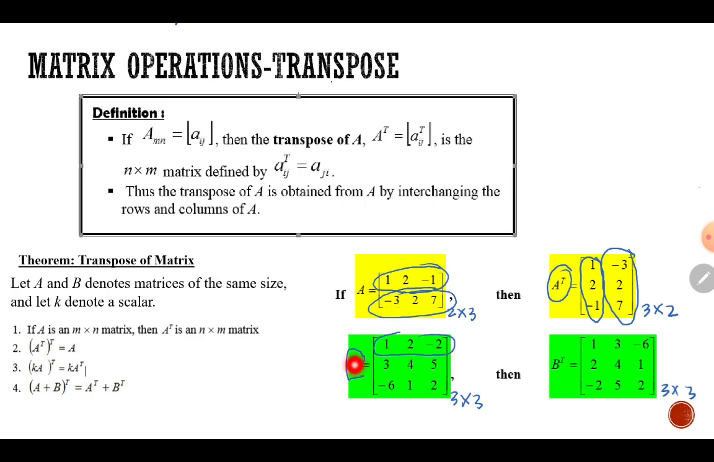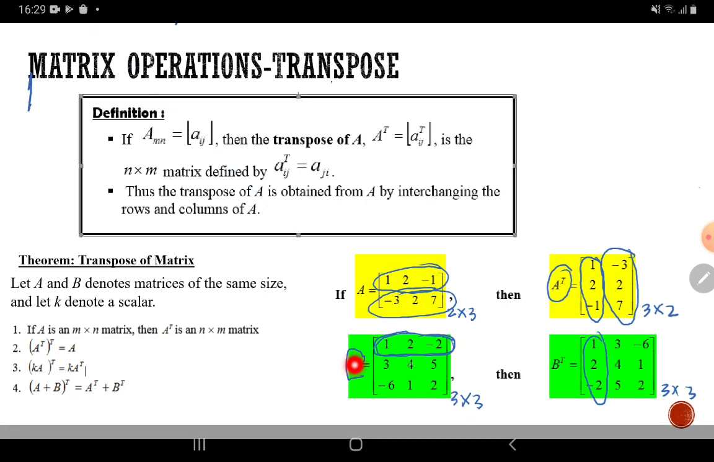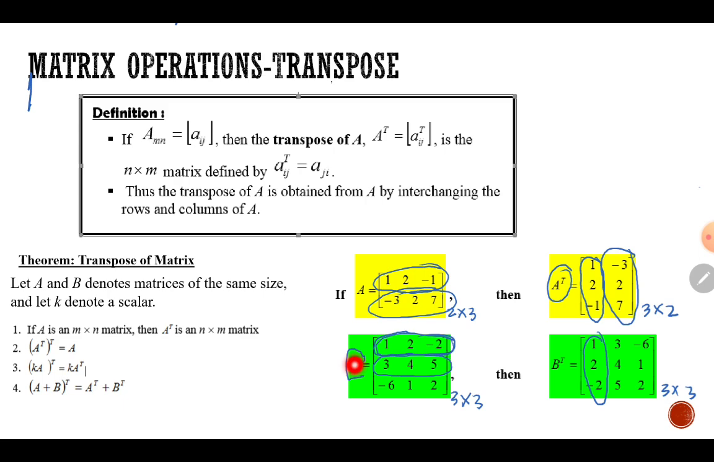First row, 1, 2, negative 2. Okay, 1, 2, negative 2 becomes the first column, 1, 2, negative 2. Second row 3, 4, 5 becomes the second column, 3, 4, 5, and the third row negative 6, 1 and 2 becomes the third column, negative 6, 1 and 2. Okay, so by now I assume all of you know how to find the transpose of a matrix.